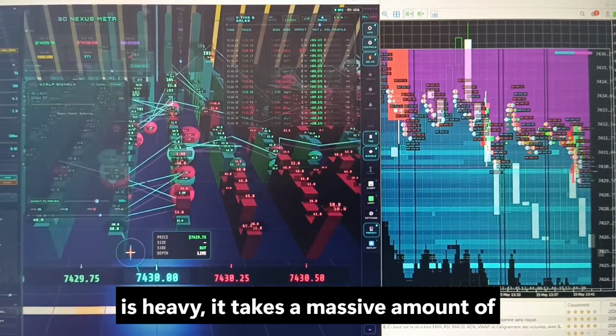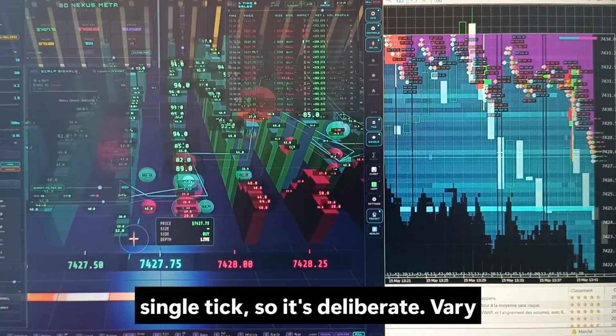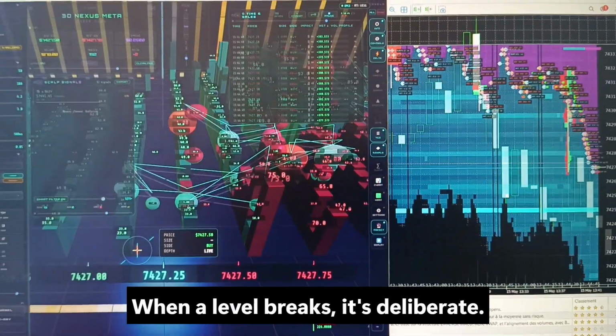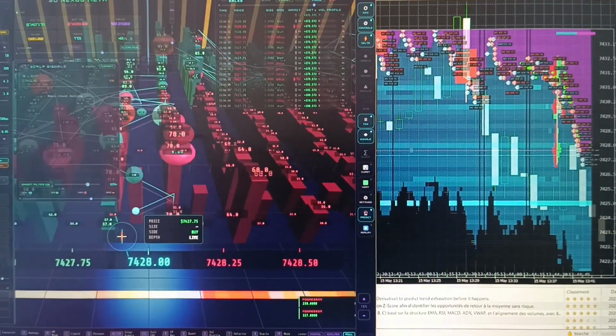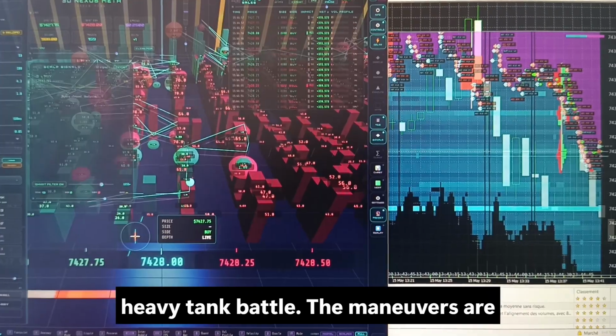It takes a massive amount of aggressive volume to move the ES even a single tick. So it's deliberate. Very. When absorption happens, it's very clear. When a level breaks, it's deliberate. So trading the ES is like watching a slow, heavy tank battle. The maneuvers are large and calculated.